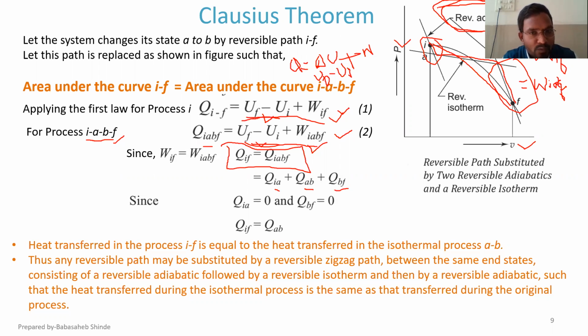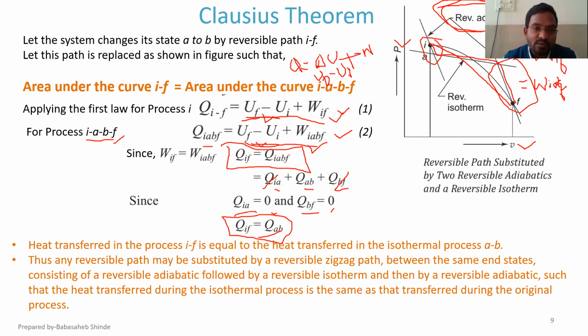No heat transfer. So that way QIA and QBF are equal to 0, because those two are adiabatic processes. Adiabatic process means neither heat entering the system nor leaving the system. So if QIA and QBF are eliminated from the equation, what will be the final stage? QIF is equal to QAB.